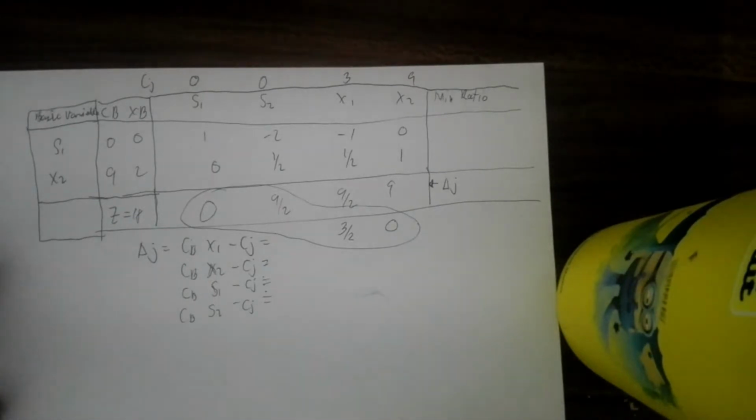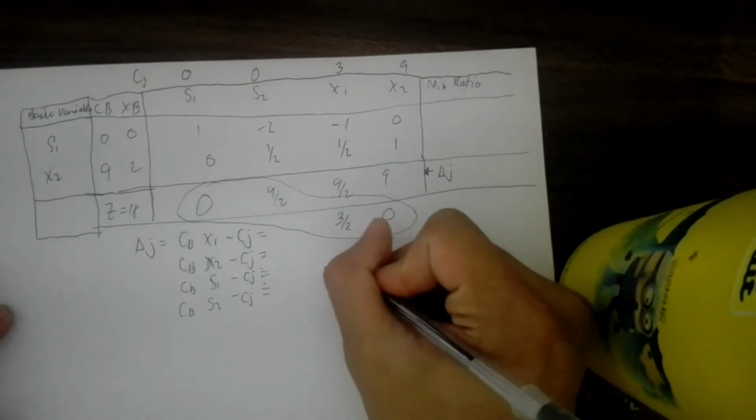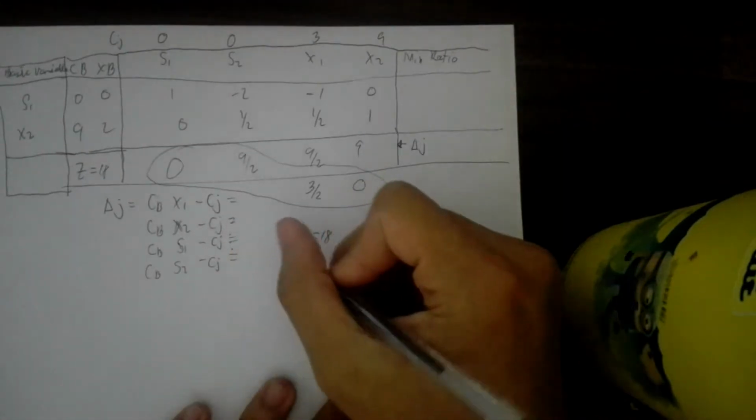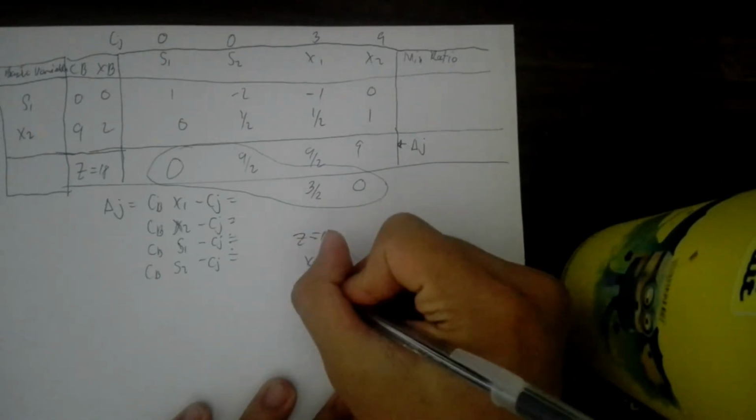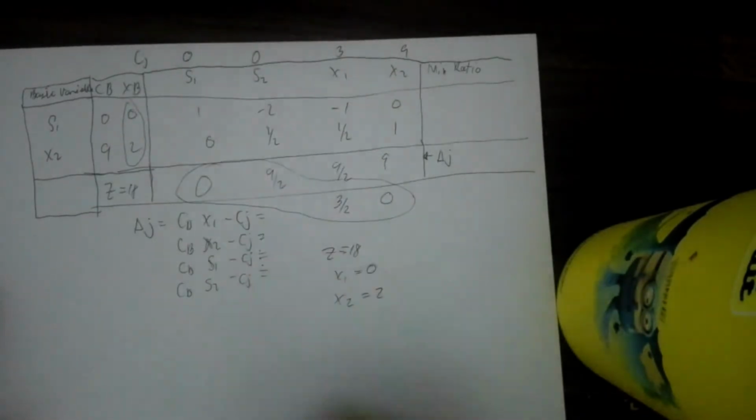And now we can get our minimum ratio. So Z equals 18. X1 equals 0, and X2 equals 2. Which is right here, guys.